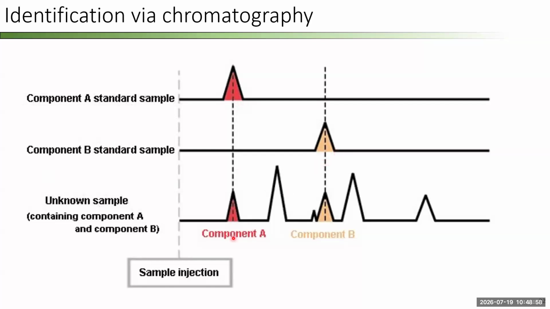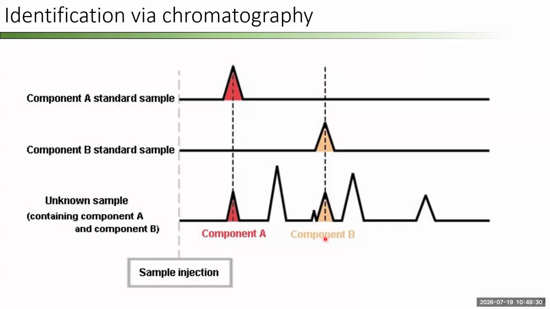Then we take our unknown sample, we run it through, and we see some component A shows up, some component B shows up, and there's 4 other compounds which are showing up. This one, this one, this one, and this one. Notice how it doesn't tell us what these other 4 are, but it does very nicely tell us that component A is there and component B is there very cleanly.